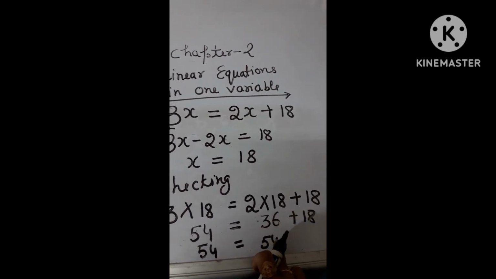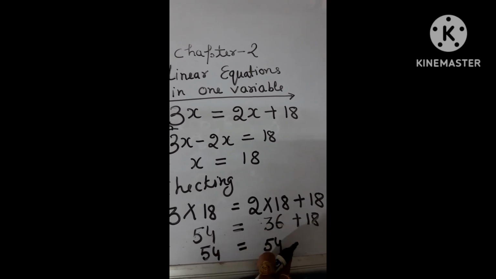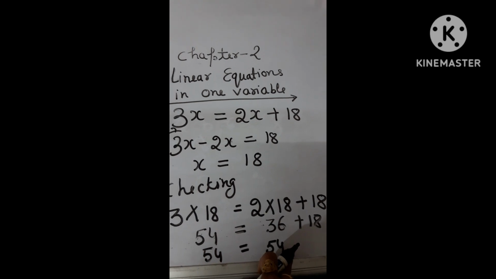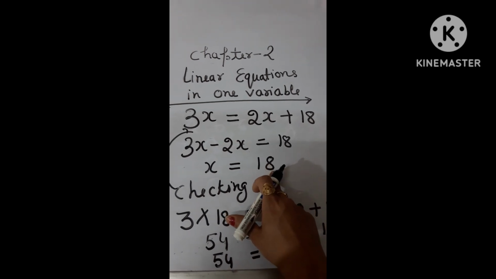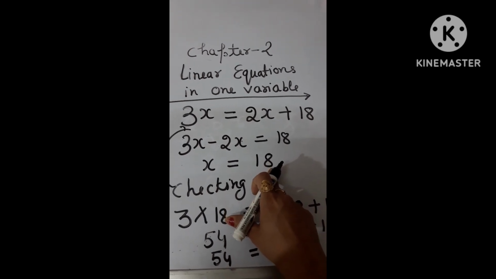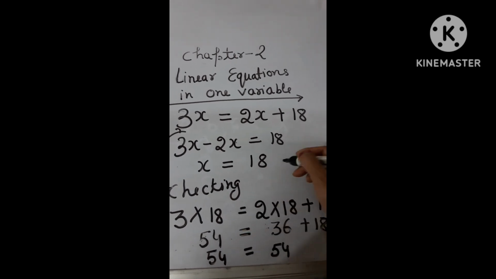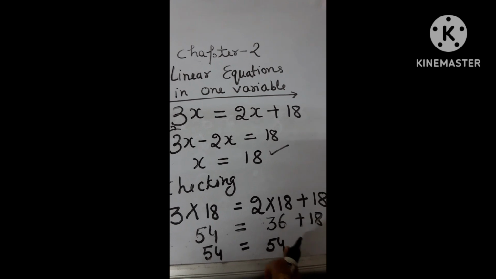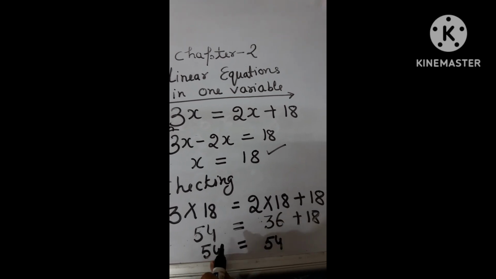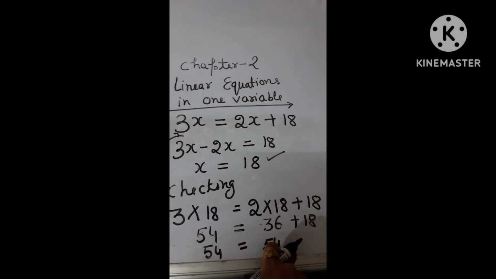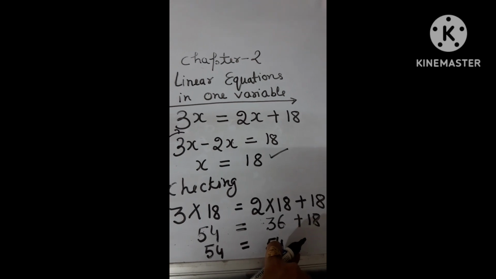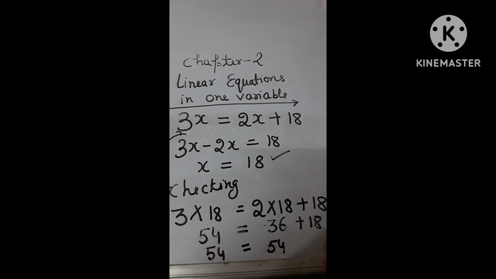Now you can see here, both the sides are coming same. It means left hand side is equal to right hand side. It means whatever value we had obtained, whatever solution we have obtained by solving the equation, that is the correct one. Okay, so the solution here is x is equal to 18, and after checking we got that the left hand side is equal to the right hand side. It means my answer is correct. Now I will be trying one more example.